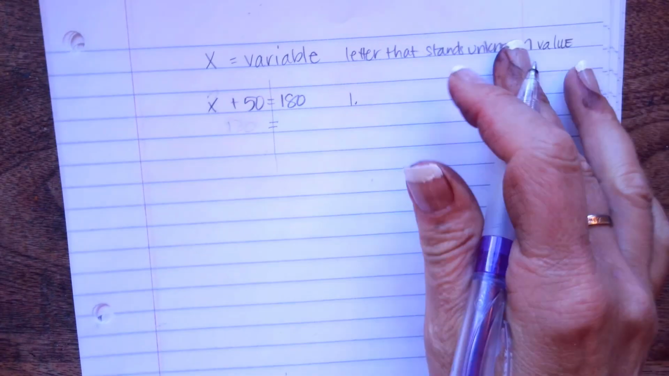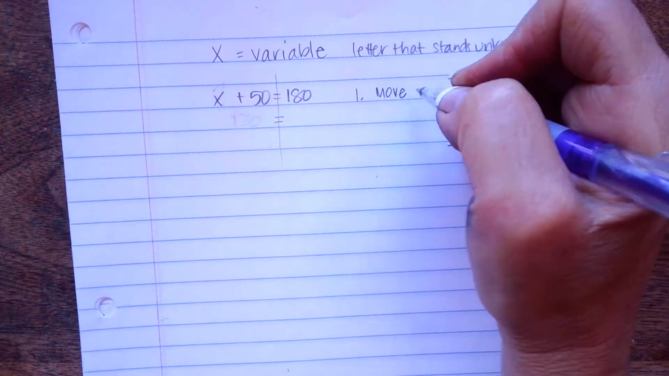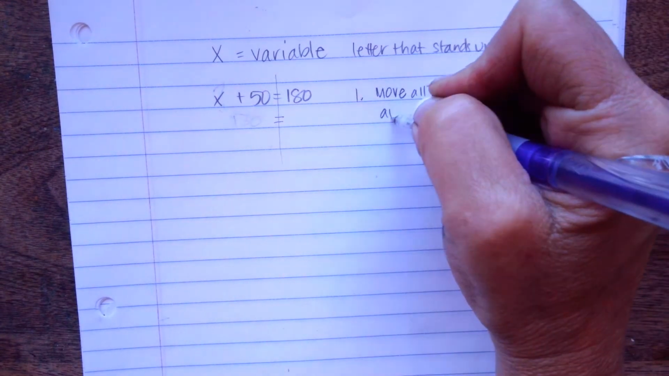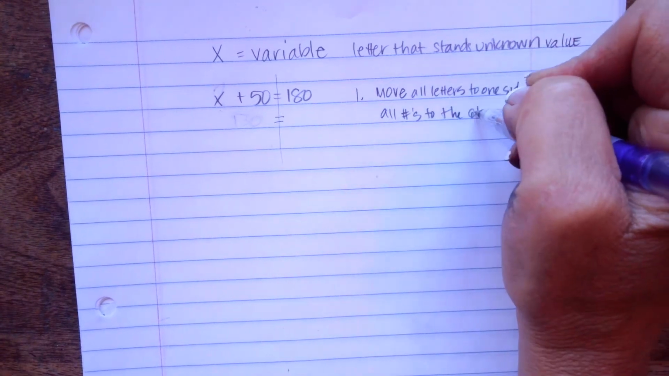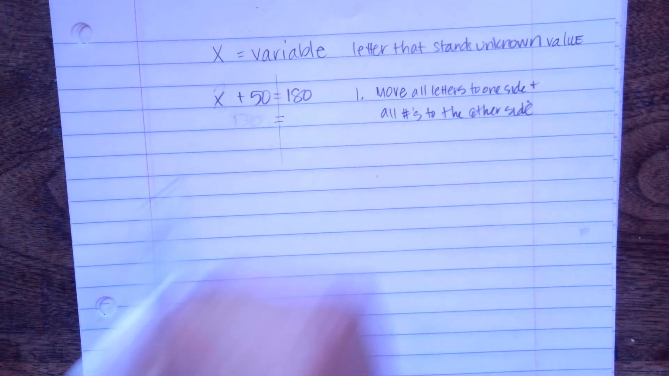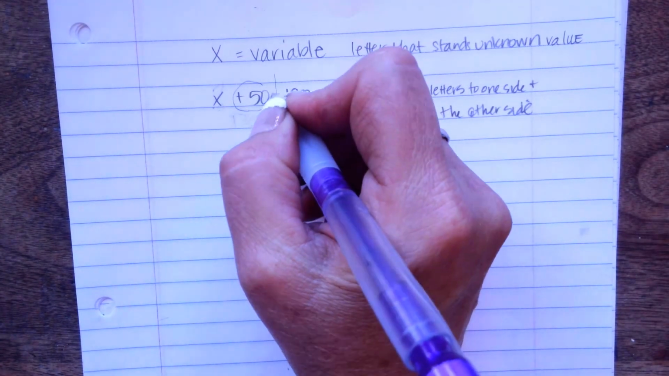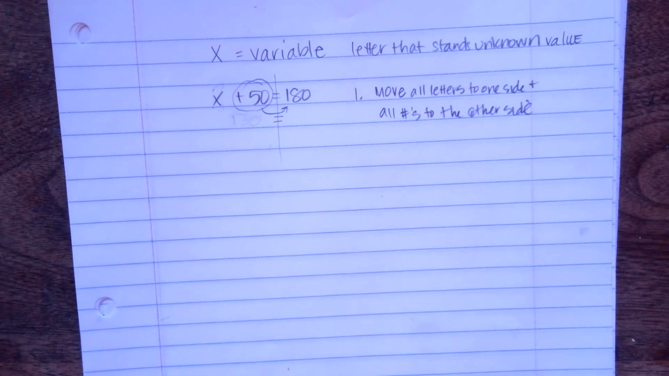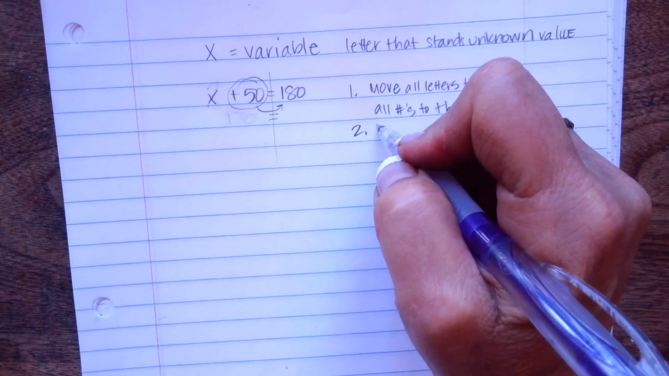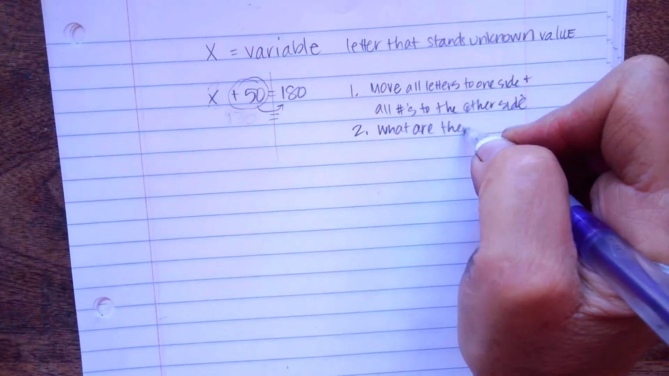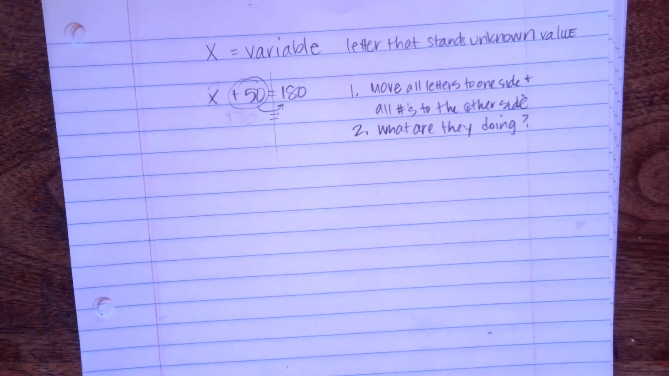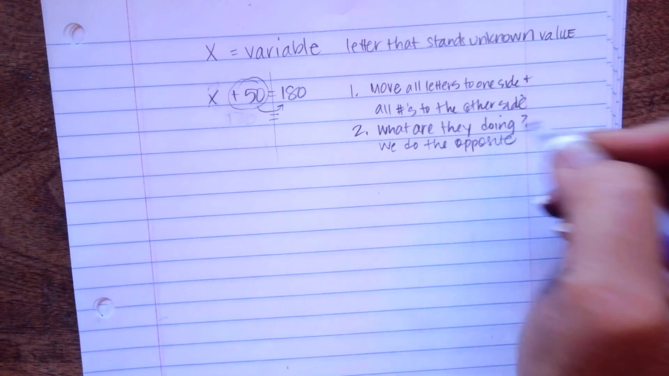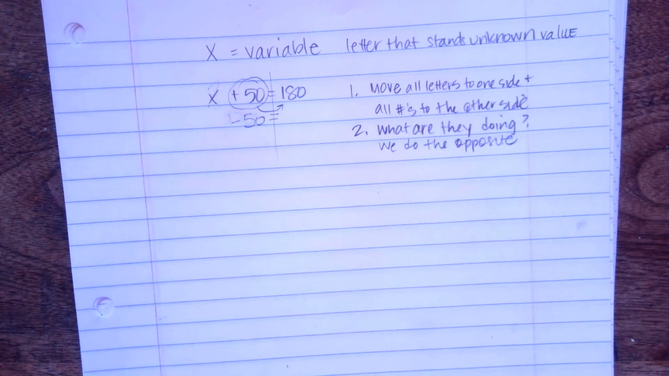And then step 1 is move all letters to one side and all numbers to the other side. So we already have an X on this side, so I'm going to keep my X here, and I'm going to move this 50 over here. But in math, we can't just move a 50. There is a way to do it though, and it is ask, what are they doing to that 50? They're adding 50, right? So we do the opposite to get it over to the other side. So if they're adding 50, we're going to subtract 50.